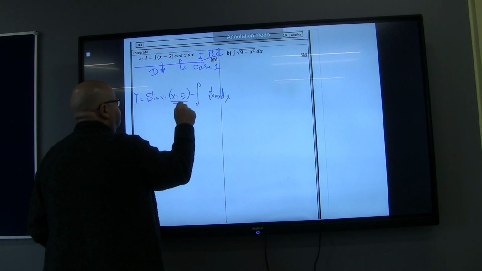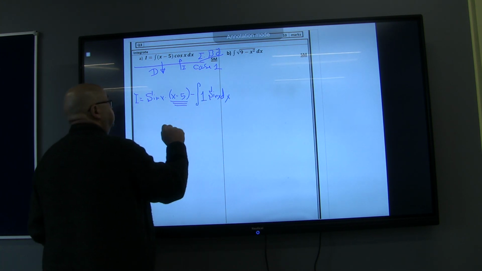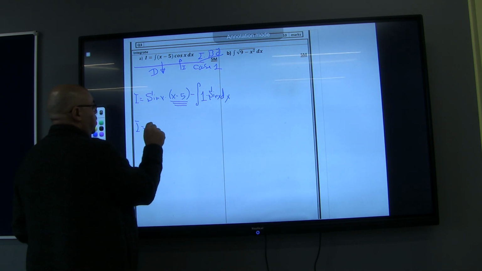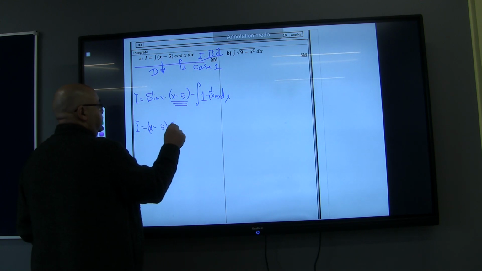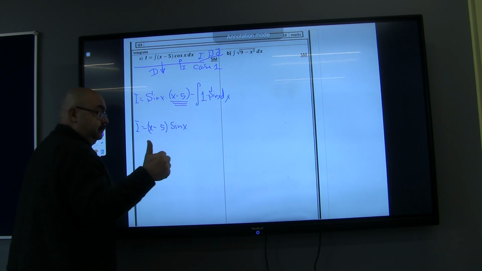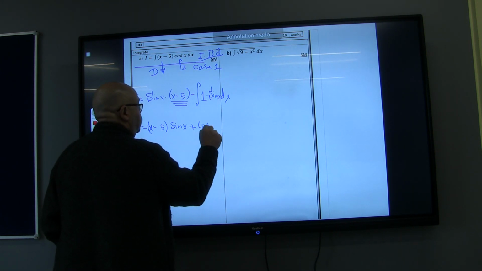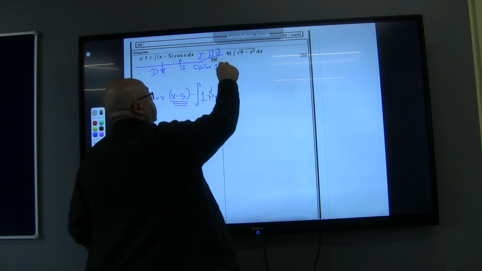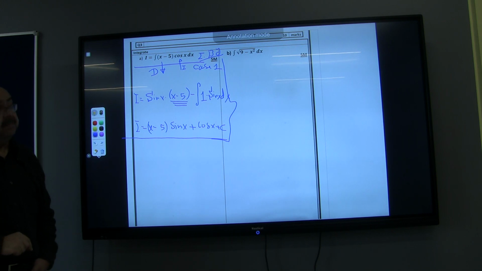For x minus 5, you will have to differentiate it, which is going to be 1. Once more, I will equal x minus 5 times sine x minus the integral of the other part, which is going to be cosine x, plus a constant. We already integrated this portion, so you have the right answer for this problem.